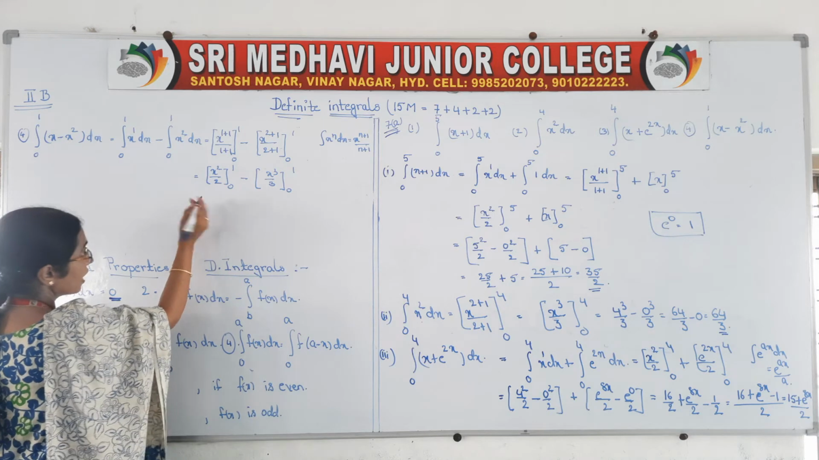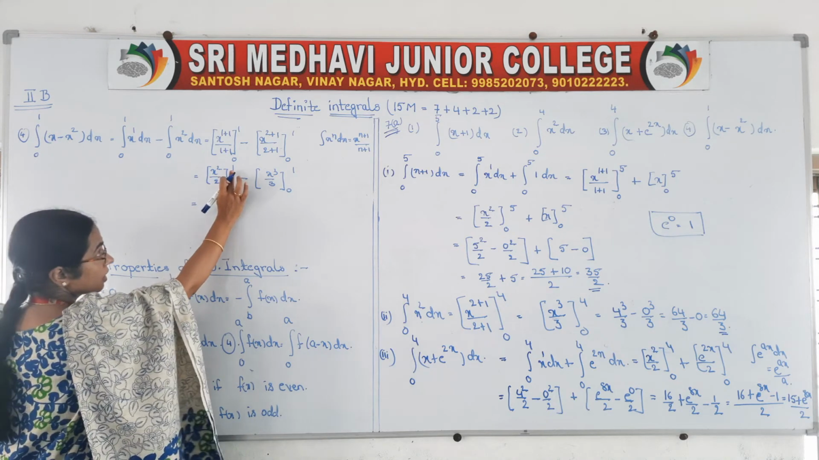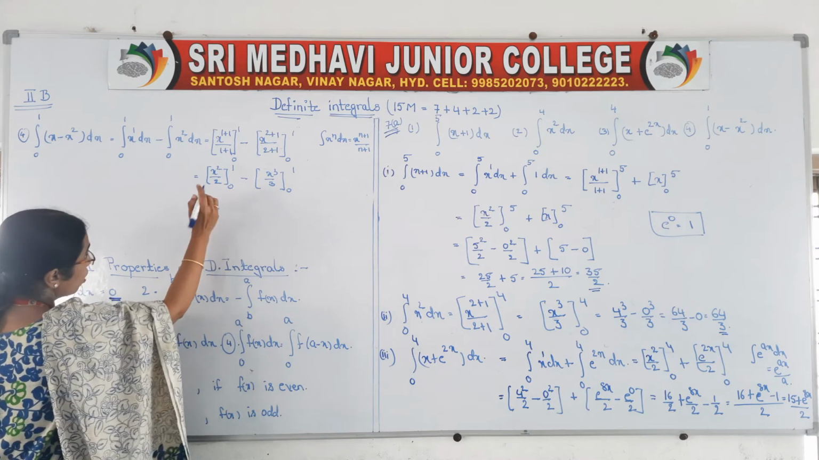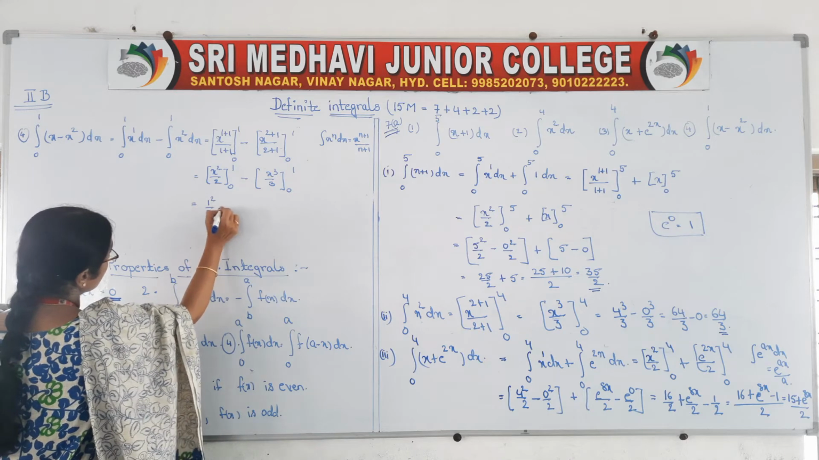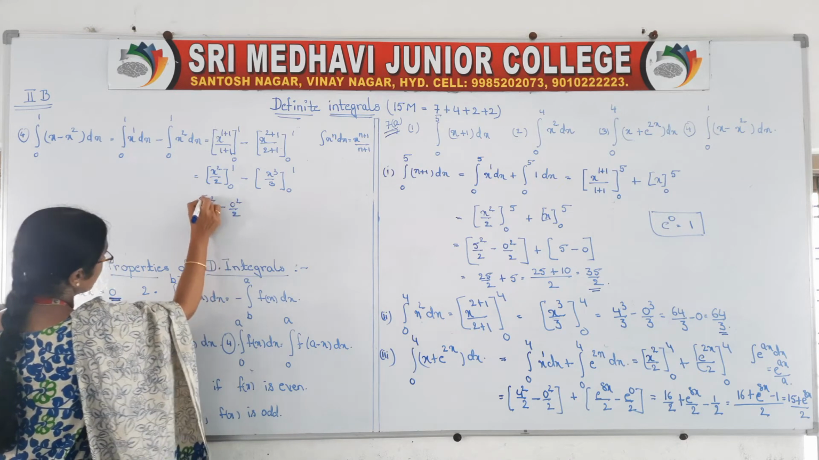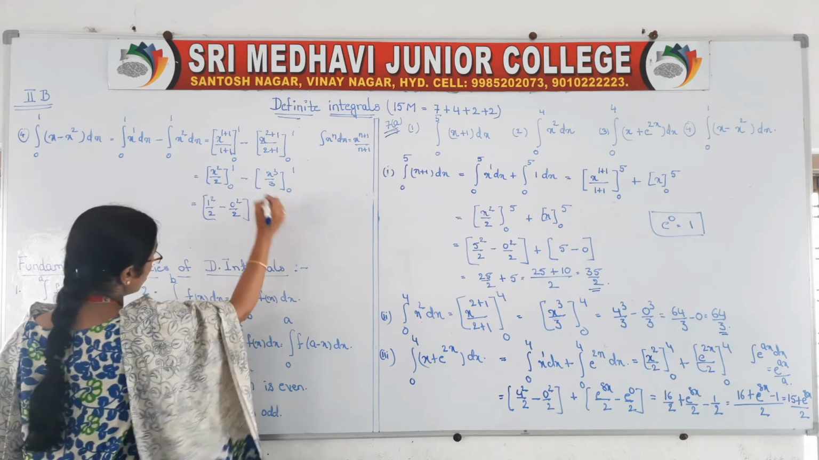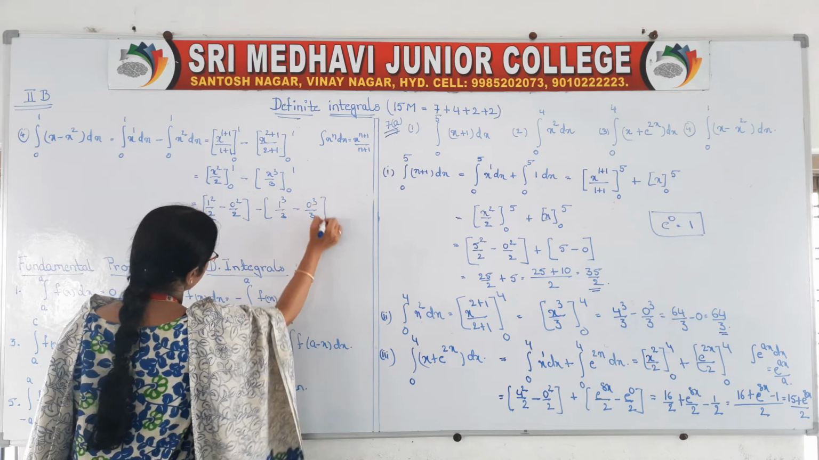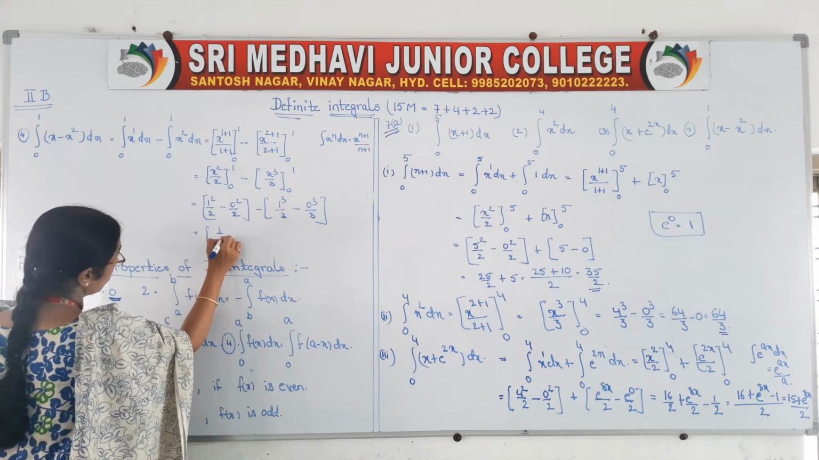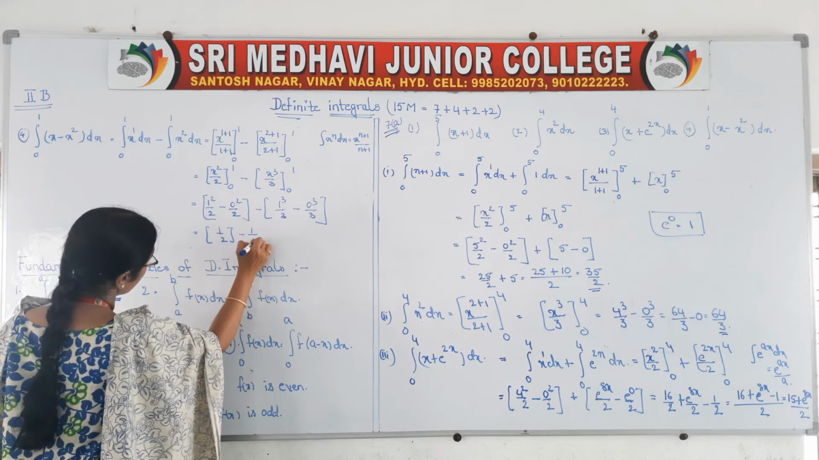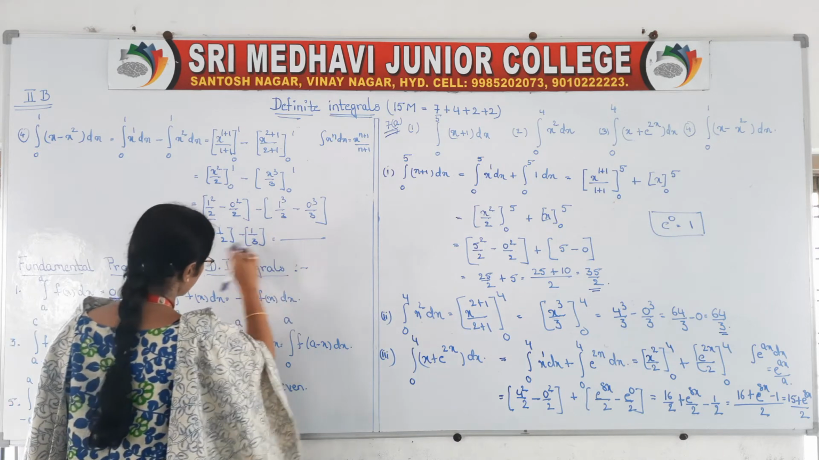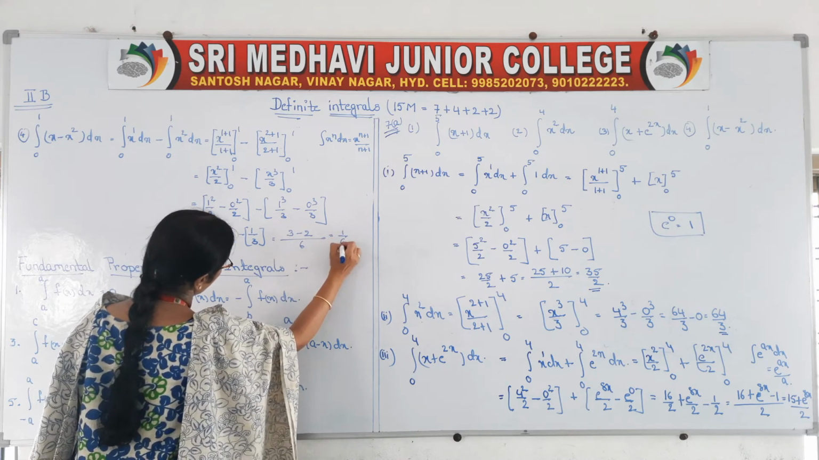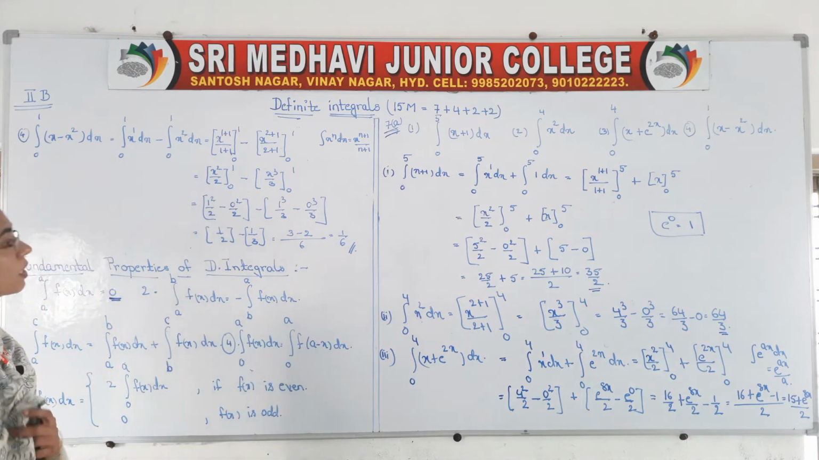After that, in that function, wherever x is there, first substitute the upper limit, minus, wherever x is there, substitute the lower limit. So 1 square by 2 minus 0 square by 2, minus, 1 cube by 3 minus 0 cube by 3. So it is equal to 1 by 2 minus 1 by 3. 2 3s are 6, so 3 minus 2 is equal to 1 by 6, which is the answer to this question.